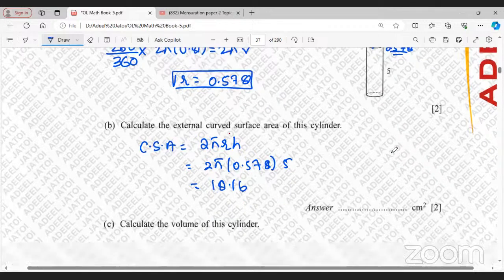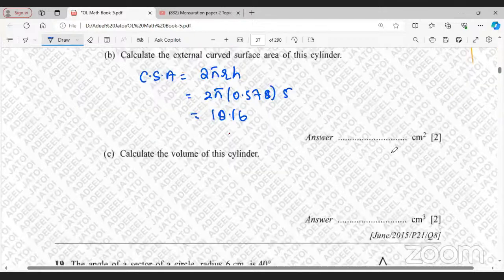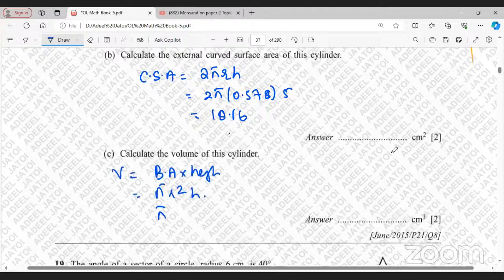Calculate the volume of the cylinder. Base area into height is the formula of the volume. So pi r squared h, where r is 0.578 squared and h is 5. So this is 5.25 centimeters cubed.